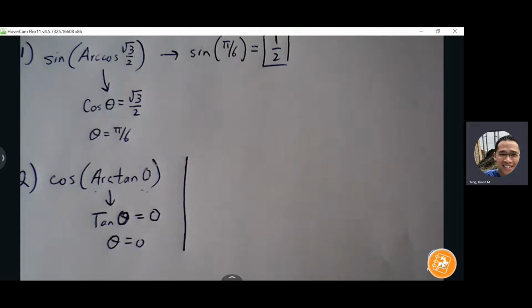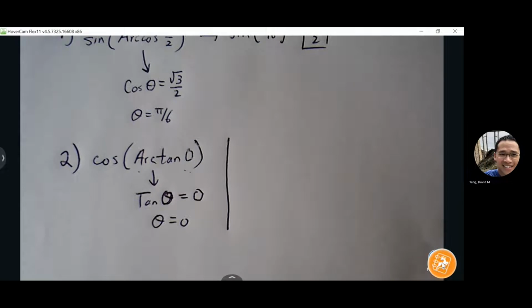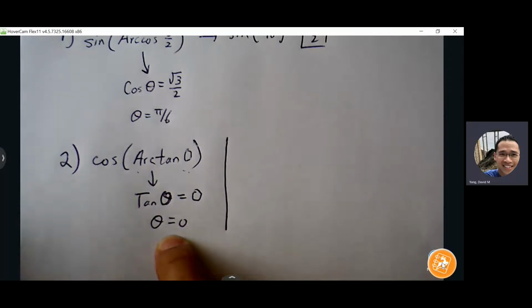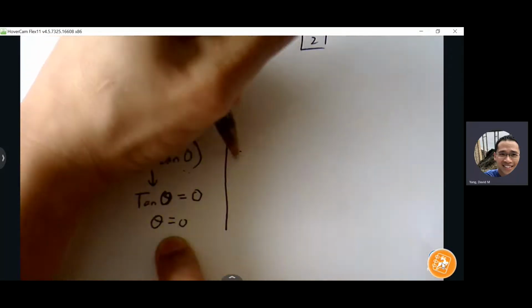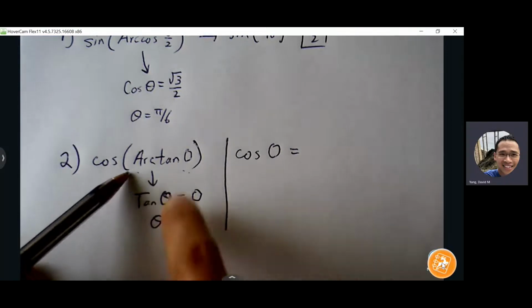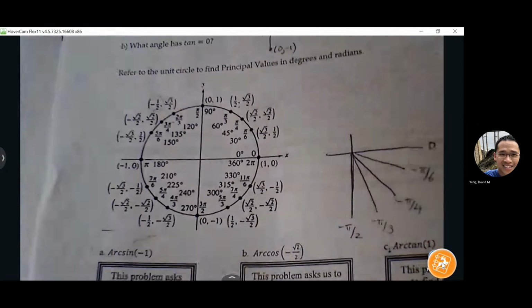Are you okay so far? Okay. So now that we know that tangent of 0 is equal to 0, now we can look at our outside parentheses here. Cosine of 0 is equal to what? Yeah.